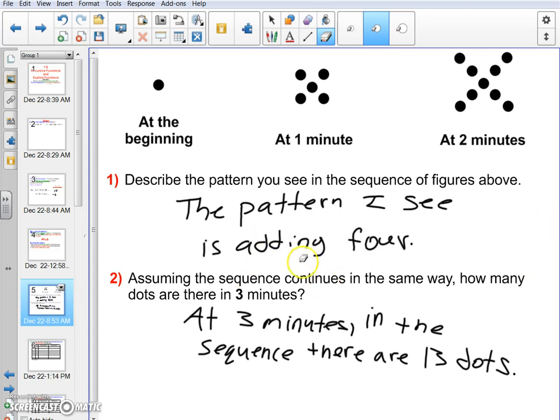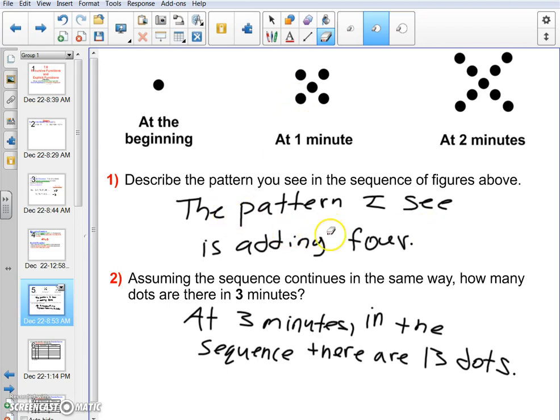Now this is actually copied and pasted from a previous lesson. It was from last week, so I already have this written out for you. I just wanted to review. In this example, at the beginning we had 0 dots, so that's f of 0. The first minute, f of 1, we had 5 dots, and then f of 2, 2 minutes, we had 9 dots. Now the pattern that we see here, just to reiterate, is that we're adding 4 every single time, as we have here.